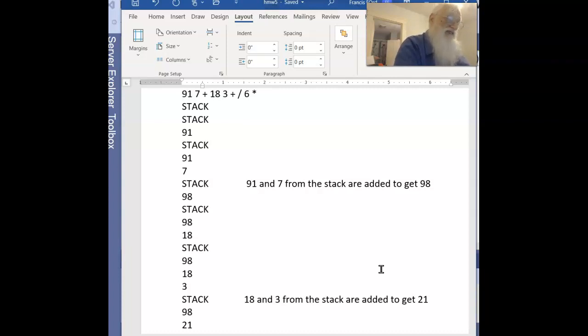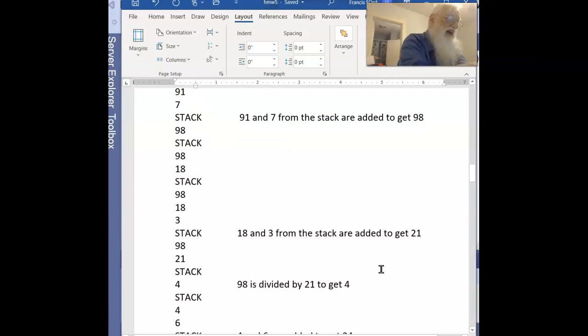Now it says do the division. Now you got to be very careful with the division, because what you want to do is divide 98 by 21. I made a mistake at first of dividing 21 by 98, but they're in this order. The 98's first, then the 21. So you have to divide 98 by 21. And when you do that, you get 4. Remember, we were doing integer division.